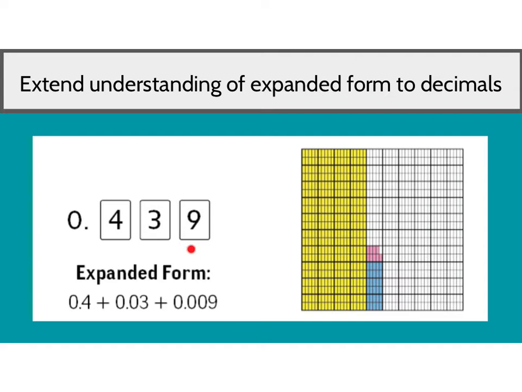Then we're going to move to the 9. The 9 is in the thousandths place. So as we look down here in our equation, we have 2 zeros and then our 9, showing that that 9 is in the thousandths place. So basically with decimals in expanded form, you're going to take apart the number just like you would if it were a whole number.